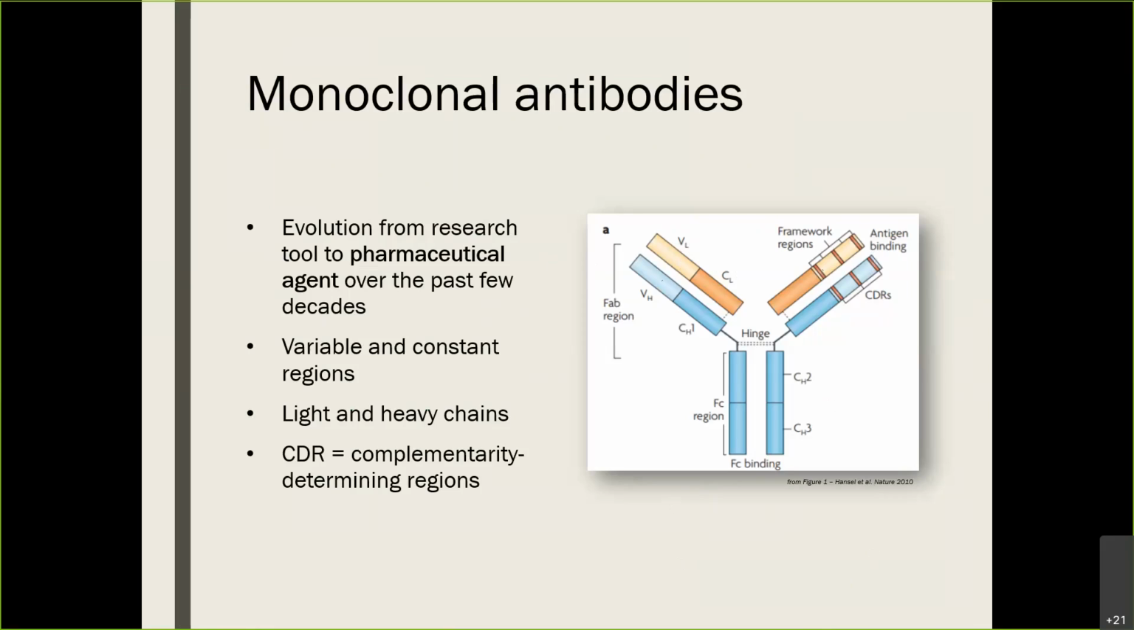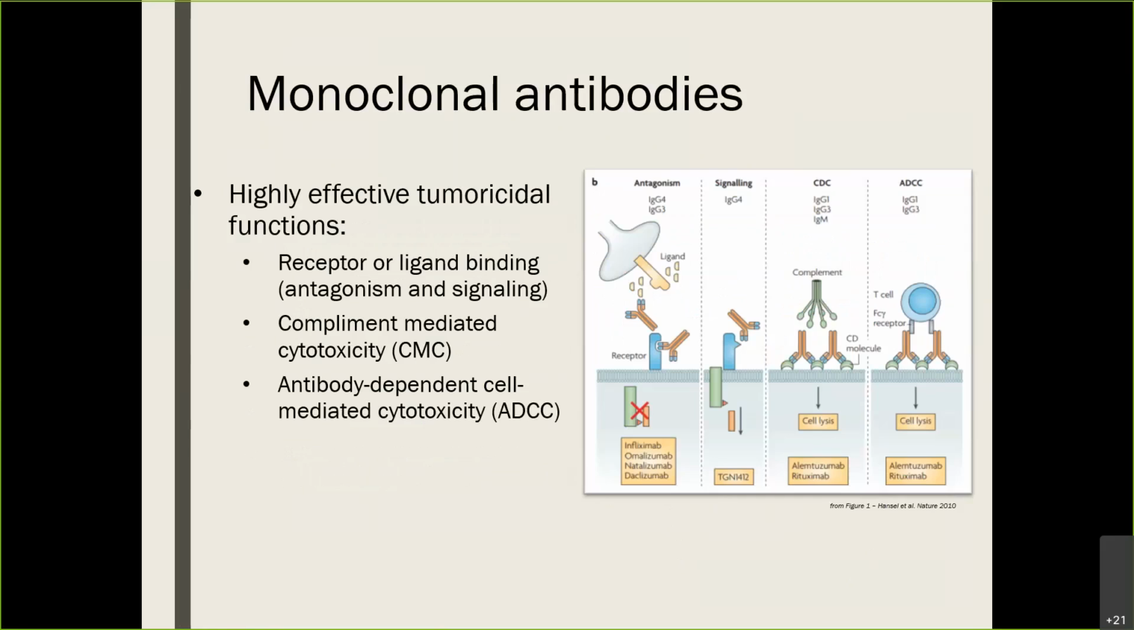For targeting reasons, we have different kind of utilization of these monoclonal antibodies. We're going to be using their targeted purposes for therapeutic purposes. We have several highly effective tumoricidal functions. These monoclonal antibodies can be used to antagonize various receptors to try and block signaling or to just turn off a receptor in kind of a neutral manner.